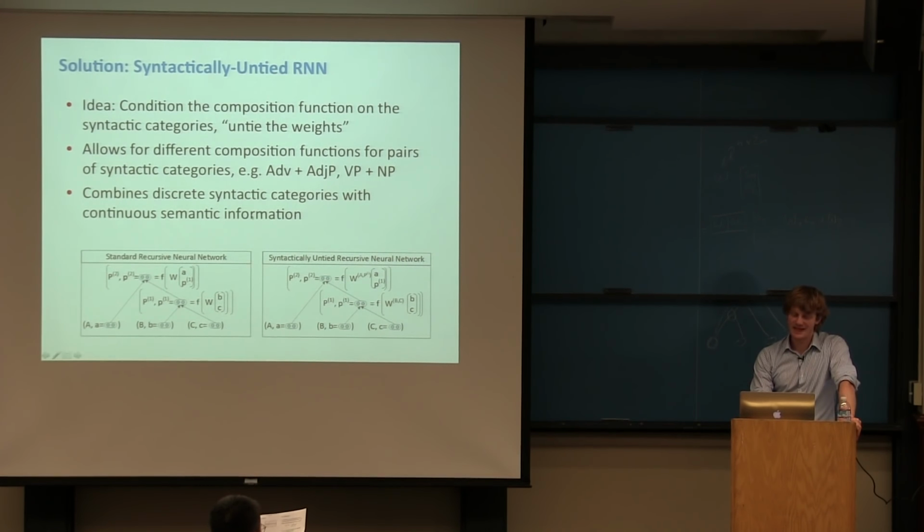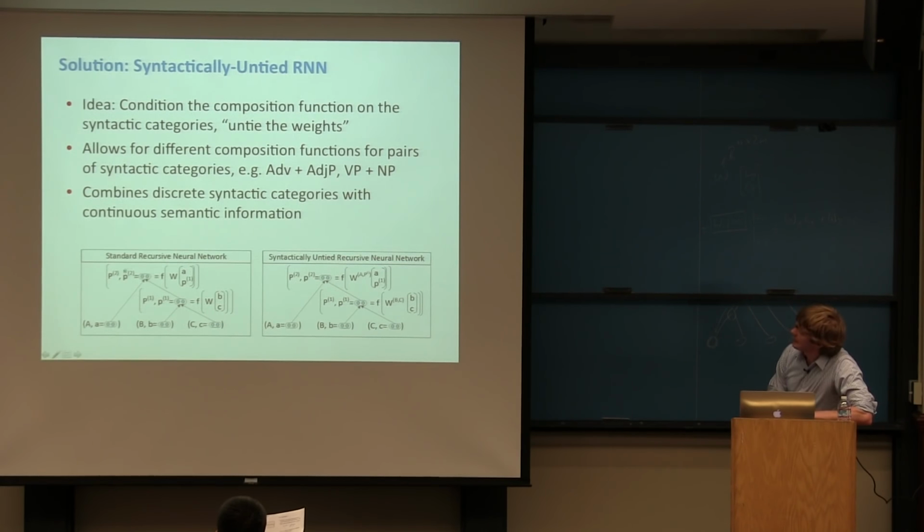And what we could do instead is actually condition these composition functions on what kinds of syntactic categories they're actually combining. And this is an interesting notion here, so let's walk through an example. So here, this is the standard recursive neural network where we use the same W at every single node in the tree. And now let's assume we actually have some knowledge about what these word vectors are. And this knowledge comes in the form of discrete categories. So let's say A, B, and C here, capital letters, are actual discrete categories.